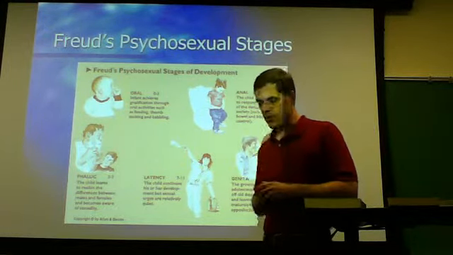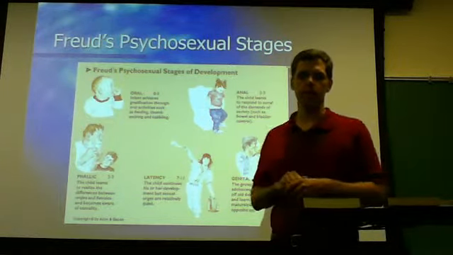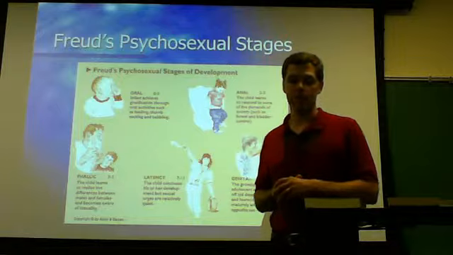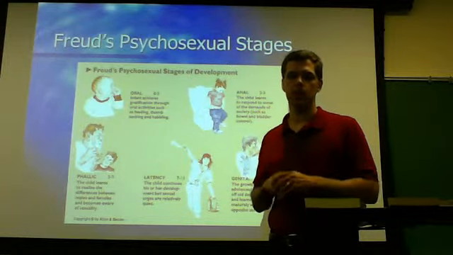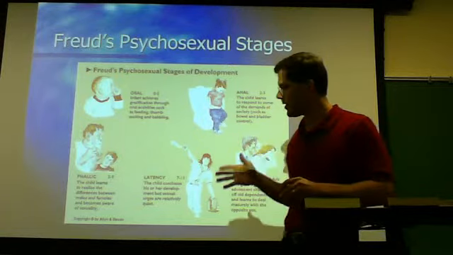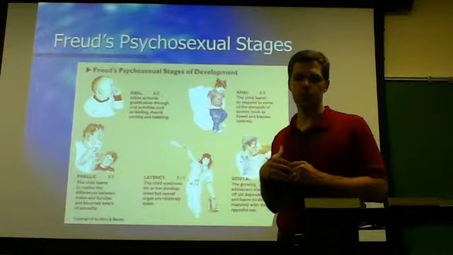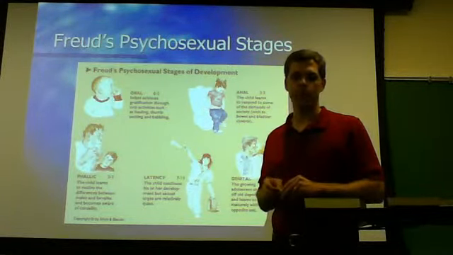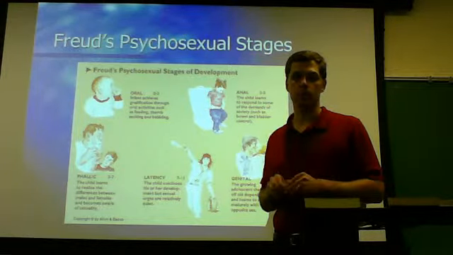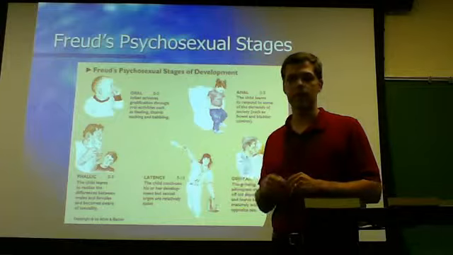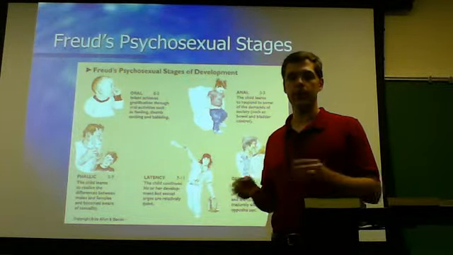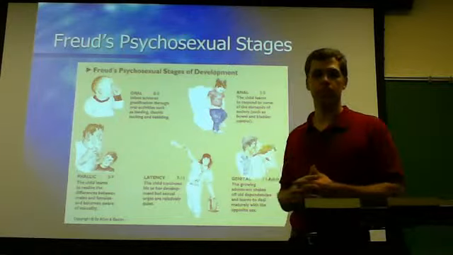The phallic stage is where you hear a lot about Freud's Oedipal or Electra complexes. Those are the fixations in this particular stage. During this stage, the child tries to gain the affection of the opposite-gendered parent and rebels against the same-gendered parent. So a boy will rebel against his dad, or a girl will rebel against her mother, in order to gain the affection of the mother or the father, respectively.